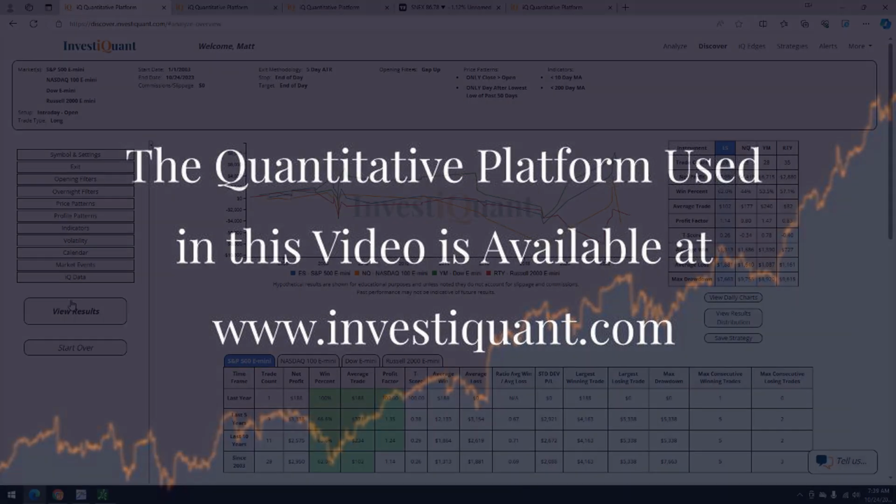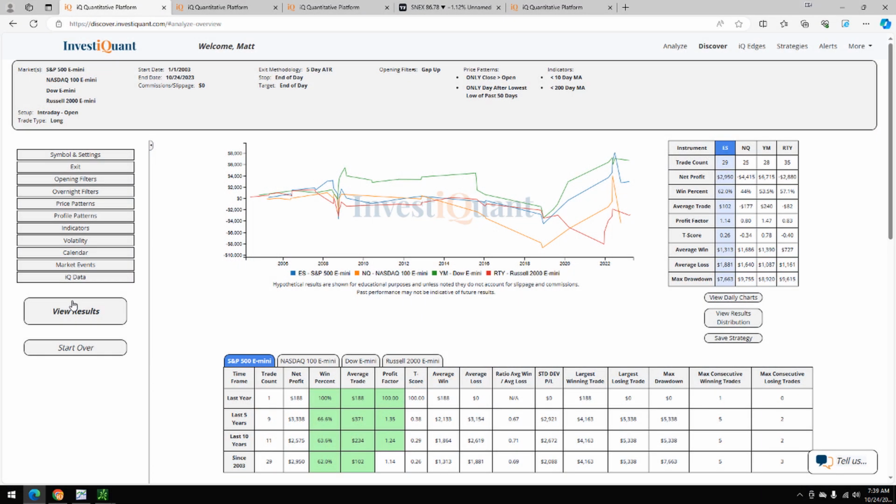All right, here we go. These are the results based upon entering the market long at 9:30 a.m. Eastern Time, exiting at 4:15 p.m. Eastern Time, when you are gapping up following a day that made the lowest low of the past 50 sessions but closed above the open with a green candlestick. This is taking place below a 10 and below a 200-day simple moving average. Historically, we've got 29 samples in the S&P, 25 in the NASDAQ, 28 in the Dow, 35 in the Russell.